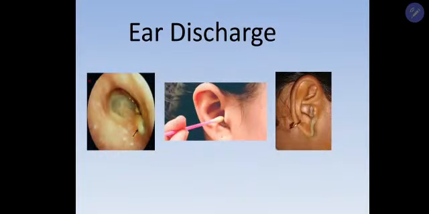Discharging ear is the most important feature of this disease, and you can see in this picture how the discharge looks. Then we see how the discharge is mopped out, and sometimes it is too profuse and too purulent.